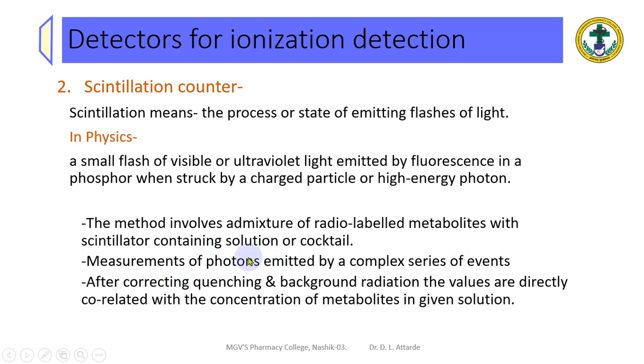So, whatever scintillation occurs, this is measured by a photomultiplier tube. Now, after correcting for quenching and background radiation, the values are directly correlated with the concentration of metabolites in a given solution. So, you can correlate how much is the concentration of radioactivity through this.